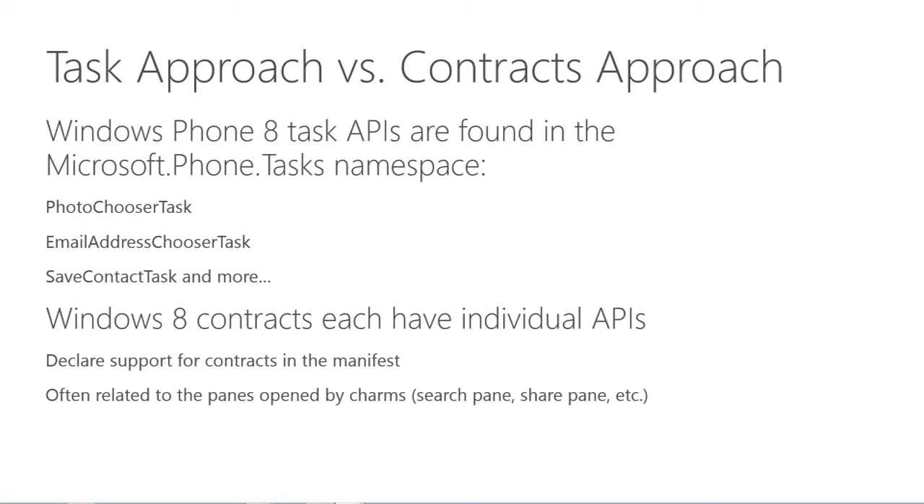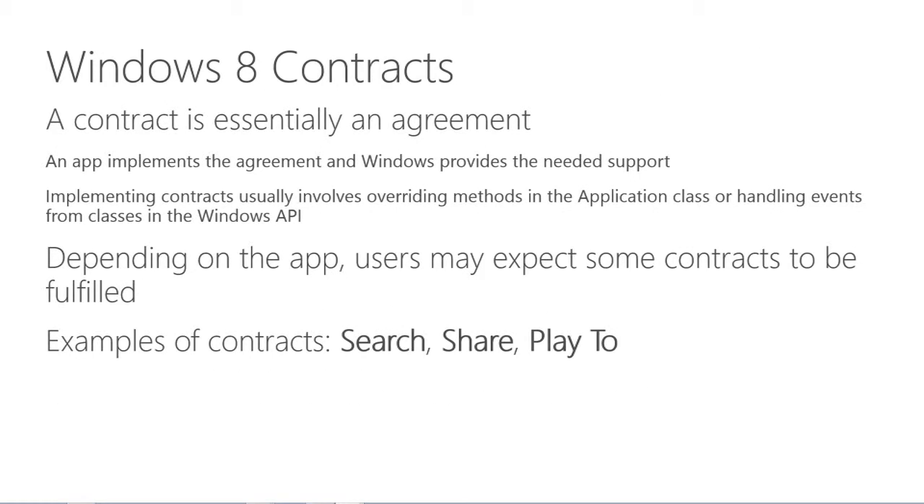Windows 8 has a number of individual APIs that are collectively referred to as contracts. By defining and declaring those contracts in your manifest, you're basically telling Windows that you are going to adhere to this contract to do things like sharing or searching or Play To or any one of the other contracts. And these tend to be related to what you would normally see on the charms bar, so things like, as I mentioned, search and share and so on.